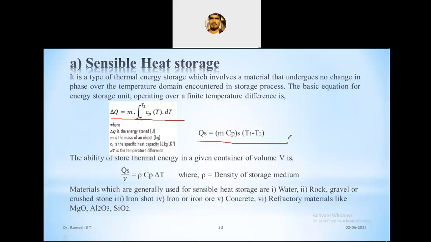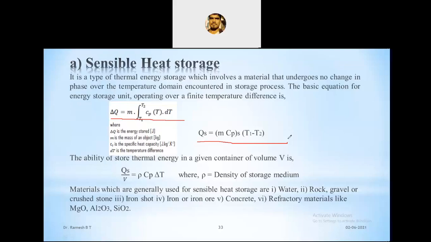The ability to store thermal energy, if expressed in terms of volume, is Qs divided by volume, which is equal to rho Cp delta T, since mass can be written as density times volume. So if I don't want mass, in terms of volume, Qs by volume equals rho, the density of the storage medium or substance, times Cp times delta T. Clear?